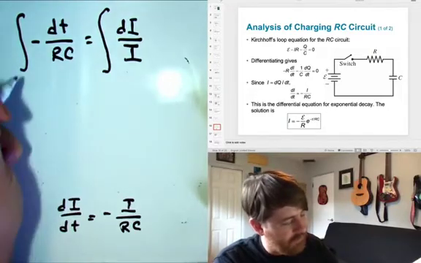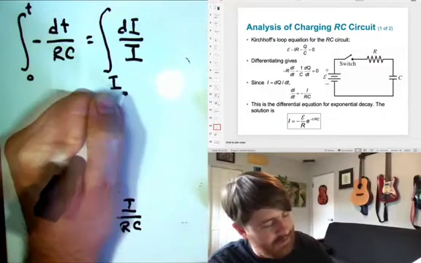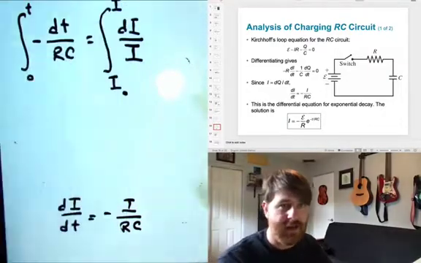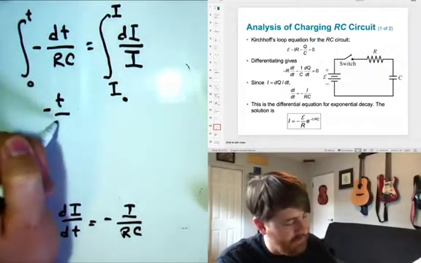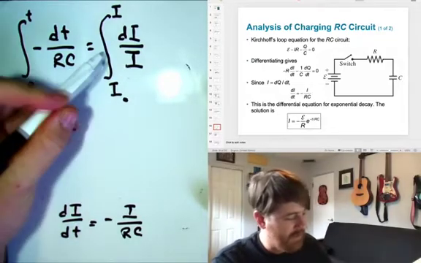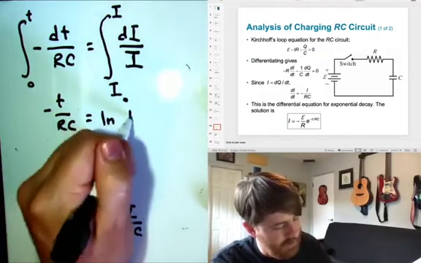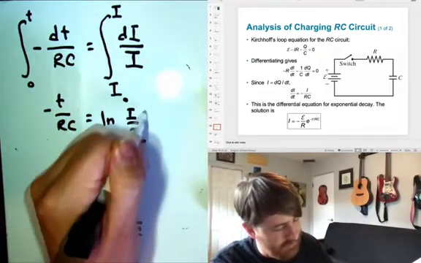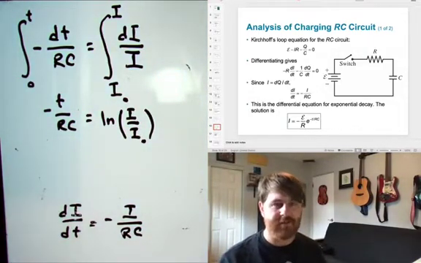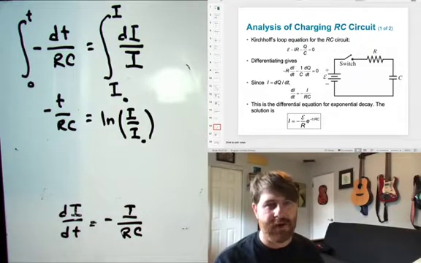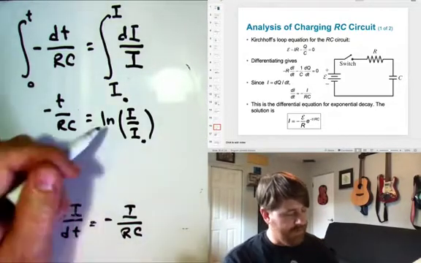And I'll integrate from 0 to t, and I'll integrate from I naught, I initial, to some final I, I'll call it I. And what do I get when I do this integral? On this side I just get minus t over RC. On this side, what do I get? I get ln of I divided by I naught, right? That will use my properties of logarithms. This is the same as natural log of I minus natural log of I naught. I can write that as natural log of I divided by I naught. And now I'll solve for I. First step is to take e to both sides.